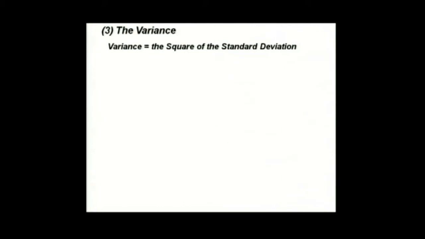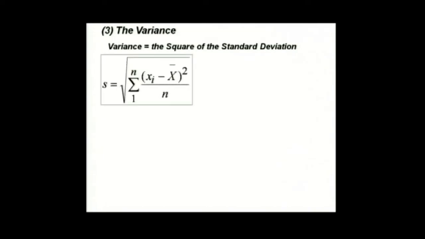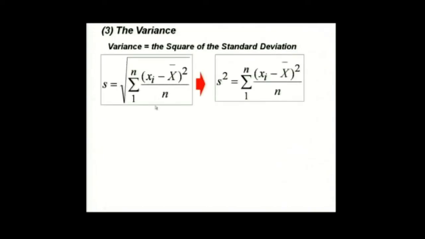The final measure of dispersion or variability is the variance. And the way we calculate the variance is simple. The variance is defined as the square of the standard deviation. So by simply squaring the standard deviation, we can obtain the variance.